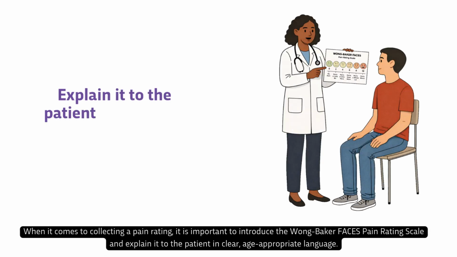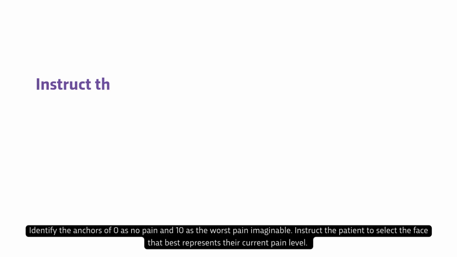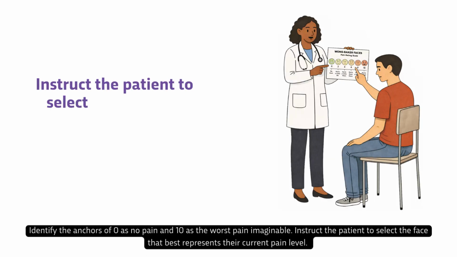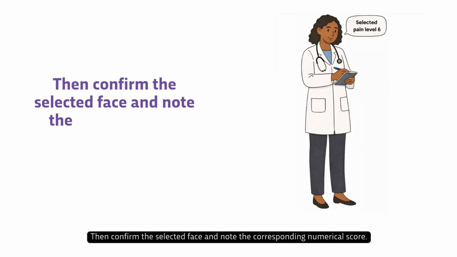When it comes to collecting a pain rating, it is important to introduce the Wong-Baker Faces Pain Rating Scale and explain it to the patient in clear, age-appropriate language. Identify the anchors of 0 as no pain and 10 as the worst pain imaginable. Instruct the patient to select the face that best represents their current pain level. Then confirm the selected face and note the corresponding numerical score.